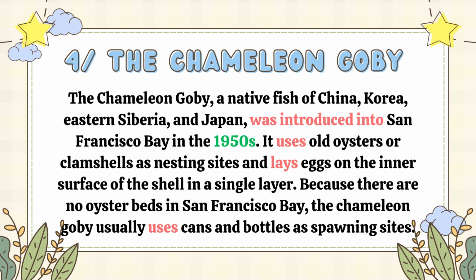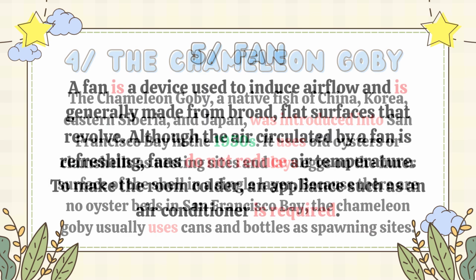4. The chameleon goby. The chameleon goby, a native fish of China, Korea, Eastern Siberia, and Japan, was introduced into San Francisco Bay in the 1950s. It uses old oysters or clamshells as nesting sites and lays eggs on the inner surface of the shell in a single layer. Because there are no oyster beds in San Francisco Bay, the chameleon goby usually uses cans and bottles as spawning sites.